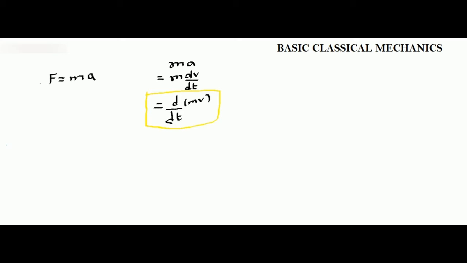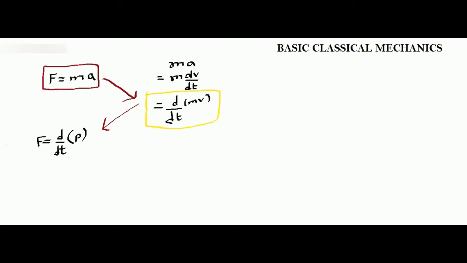Initially the force was described by the equation F equals ma, depicting that force creates acceleration. But now, after using this, something mathematically amazing happened. That mathematically amazing thing is that now the force can be described by a rate of change of something, and that something is mass times velocity, which is called momentum, p.